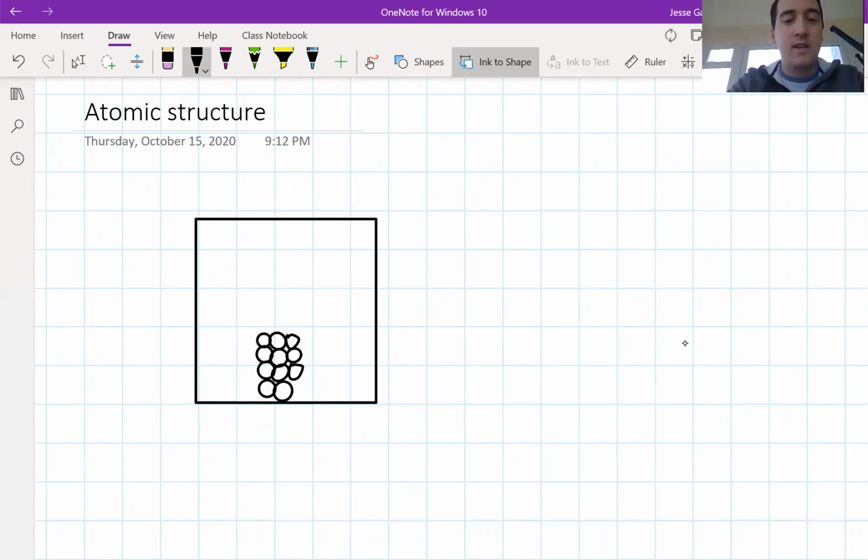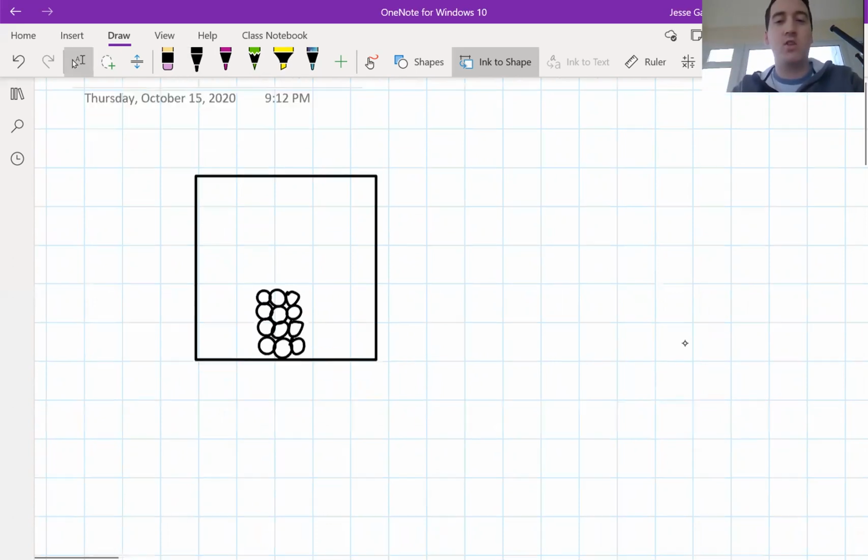So we would say that this is a particle model for a solid, and we know this because the particles are stuck together in neat rows. There's no space between them, they're all touching.